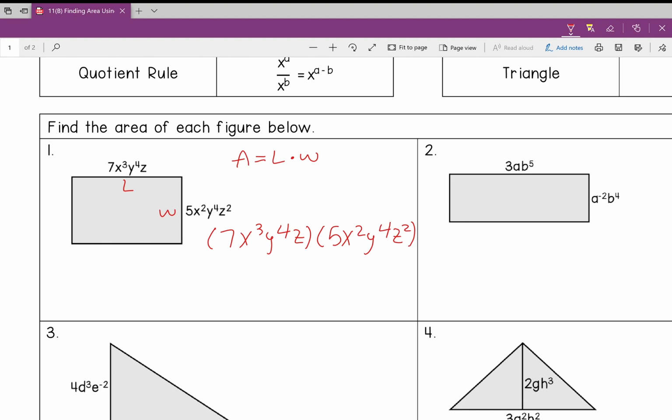So first let's look at the coefficients. We have 7 and 5. 7 times 5 is 35. Then we add the exponents of the same bases. So we have x to the 3rd plus x squared, which becomes x to the 5th, y to the 4th and y to the 4th, which becomes y to the 8th, and z to the 1 power and z squared becomes z to the 3rd power. So that's our answer.